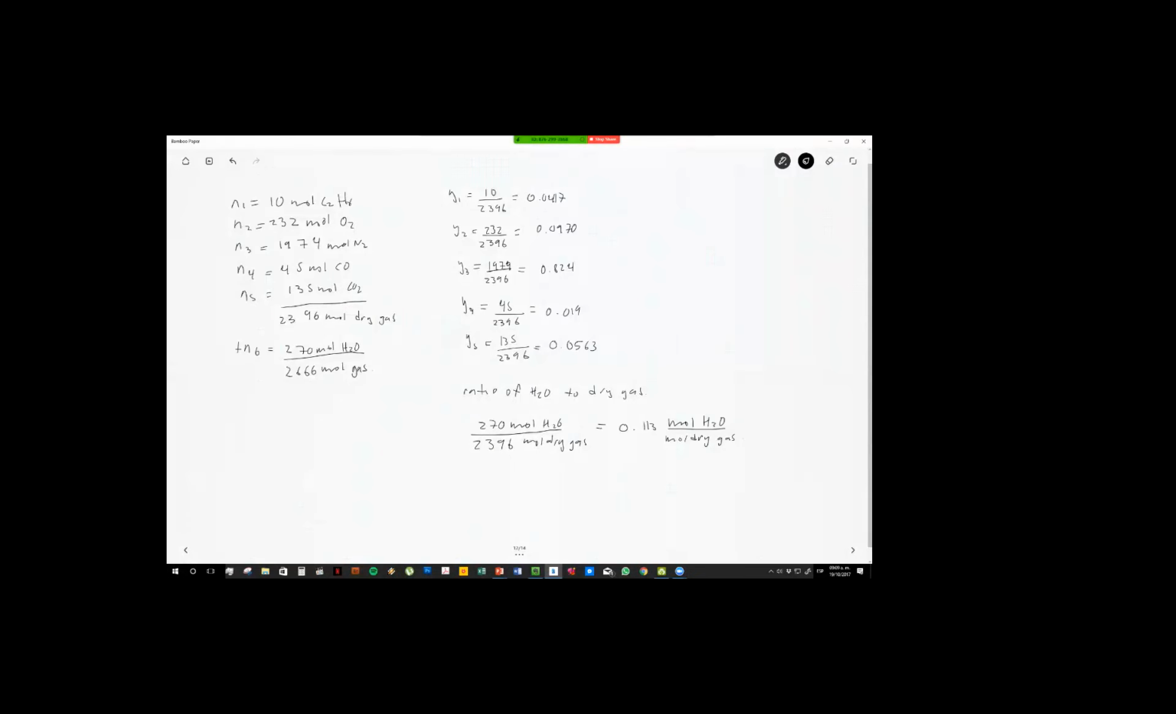So the dry stack gas is, of course, without taking into consideration the water, right? So that's why we did these two additions. This one, 2,396 moles, is just of the dry gases, right? Yes, without taking into consideration the water. So that's why we had the ratio of water to dry gases. So that's why I used that one, the total amount of dry gases.